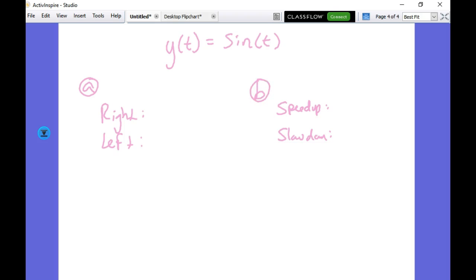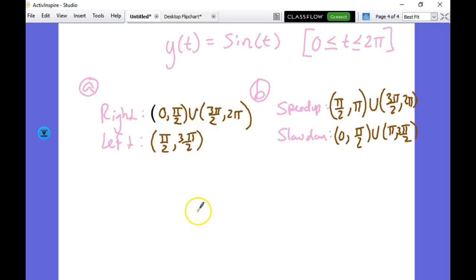There, that's the instructions. Find where it's going right and left, speeding up, slowing down.